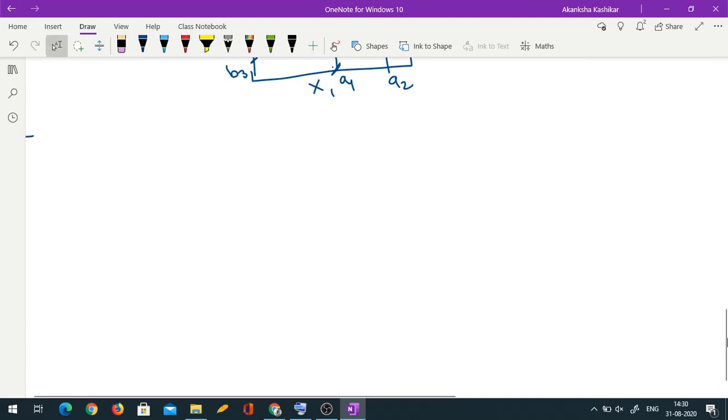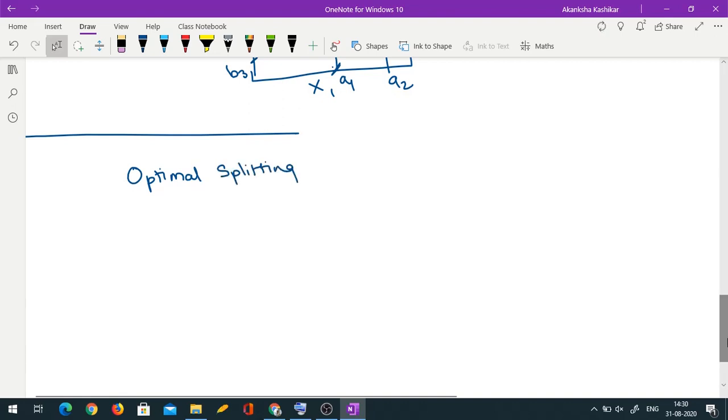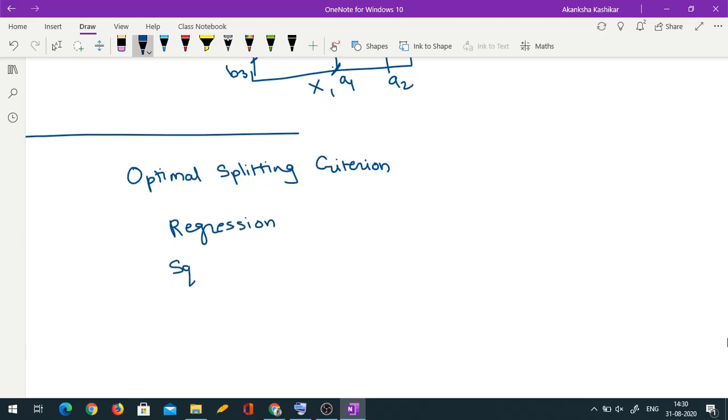Now initially I said the job of the algorithm is to find some sort of optimal splitting criterion. So how does one define the optimal splitting criterion? In the regression setup, things are easy. Generally you would try to minimize squared error or absolute error.